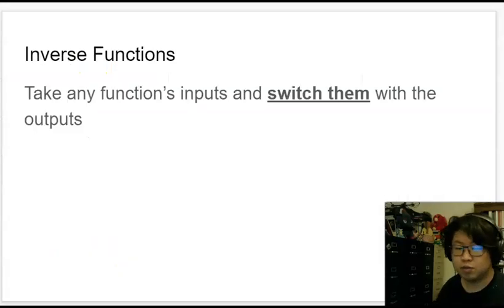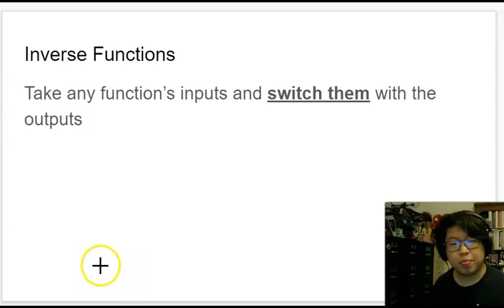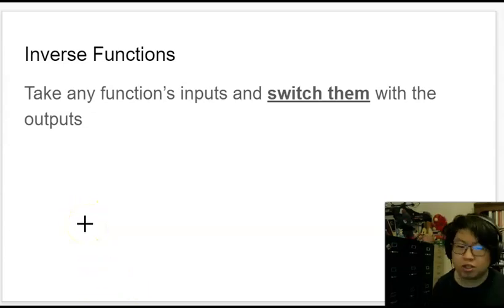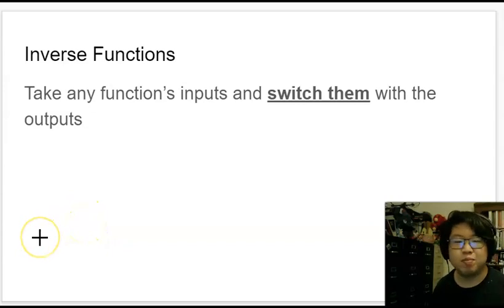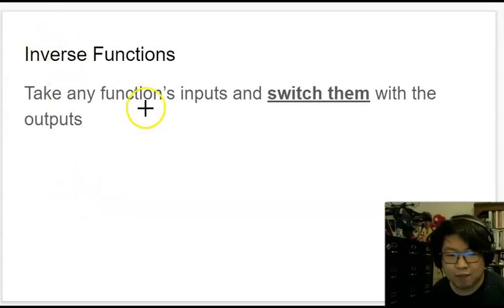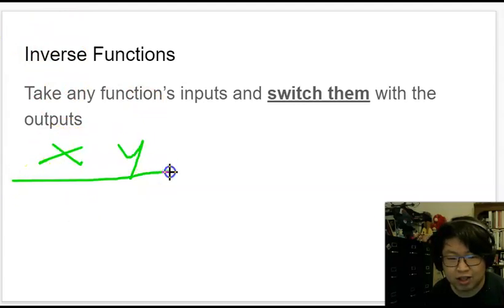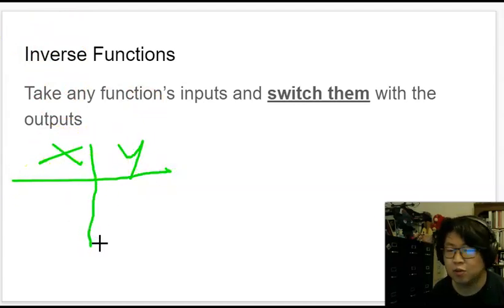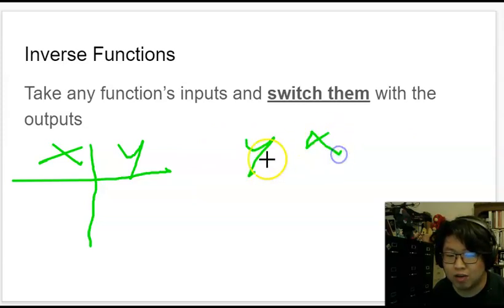All right, so now let's go ahead and move to the second part of our lesson today. It's about inverse functions. Now, if you recall, you probably talked a little bit about this, but if you didn't, basically what an inverse function is, you take any function's inputs and you switch them with the outputs. What I mean by that is that if you have a table of values that looks something like this, with the x's on the left and the y's on the right, what will happen if you invert the function is that all the values on the left become y's and all the values on the right become x's.